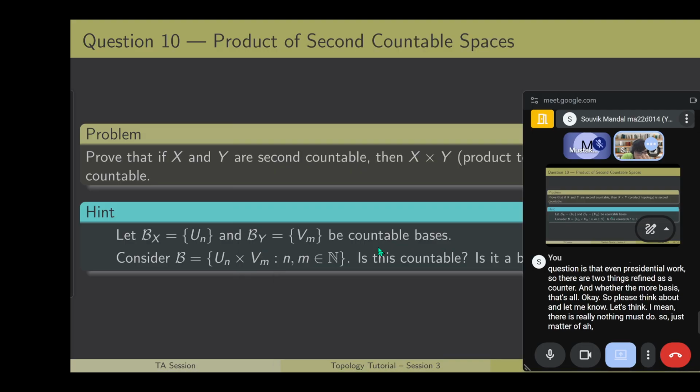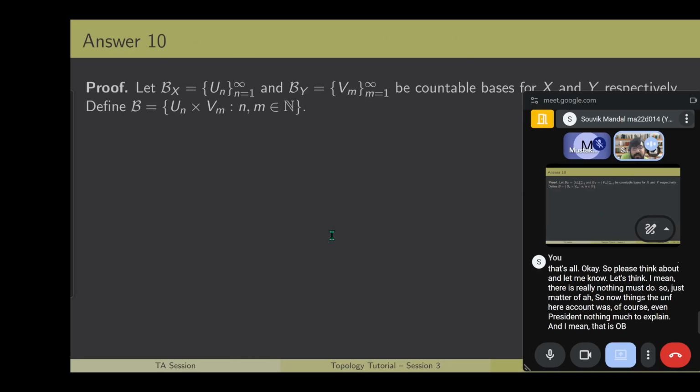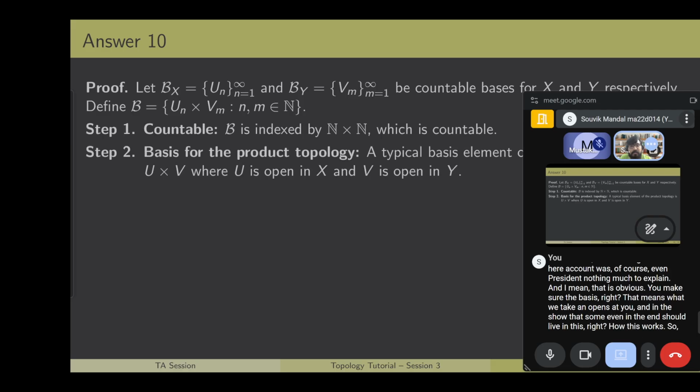Since the Un and Vm are countable, of course Un cross Vm is countable, so there's nothing much to explain, that is obvious. We need to show it is a base, right? That means we need to take an open set U, and show that some Un cross Vm should lie within it. How does this work?